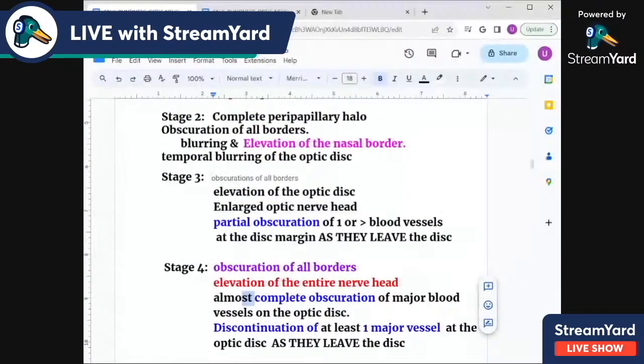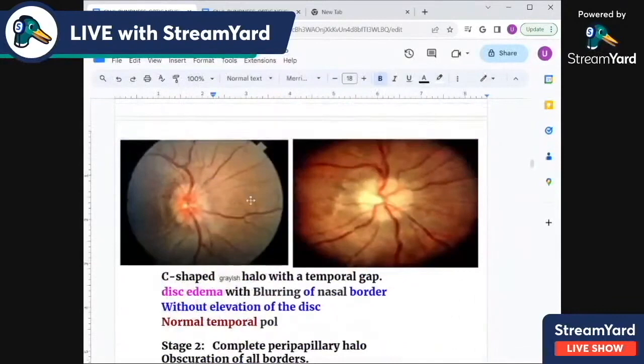Stage 1, incomplete C-shaped halo, temporal side normal. But in stage 2, the C-shaped grayish halo is complete, also covering the temporal side, and there is obscuration of the temporal side.